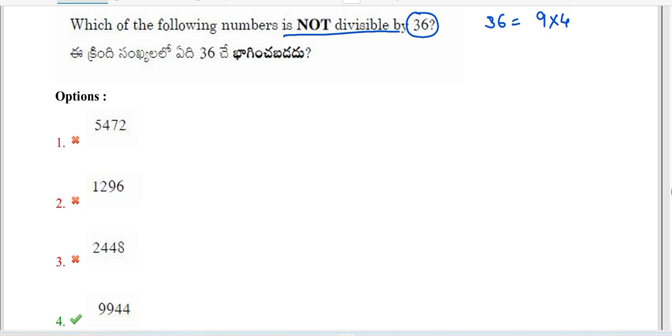మరి ఇప్పుడు 9 తో ఎలా డివిజిబుల్ అవుతుందా లేదా చెక్ చేయడం ఎలా అంటే if the sum of the digits of a given number is divisible by 9, then entire number is divisible by 9.